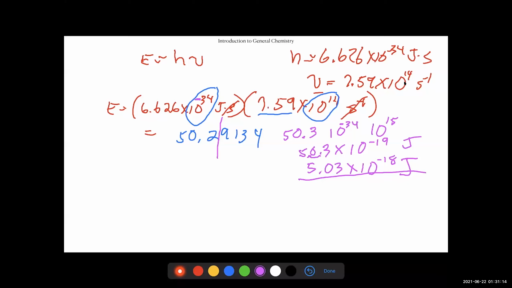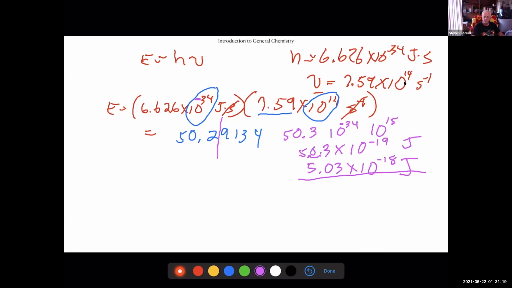Didn't we start off with 7.59 times 10 to the 14th though? Right? Oh, did I put 15 here? Holy cow. This has not been my day. Man, that should have been 14. All right, so this should have been 10 to the 14th here. So 14 minus 34 is 20, right? Negative 20. So this should be negative 20. Sorry about that.